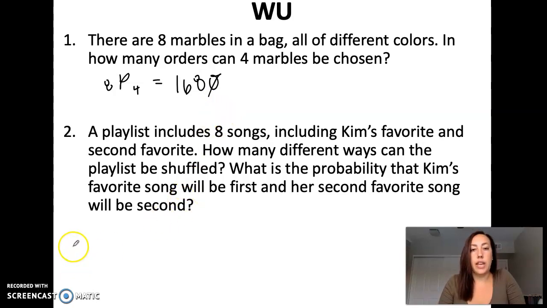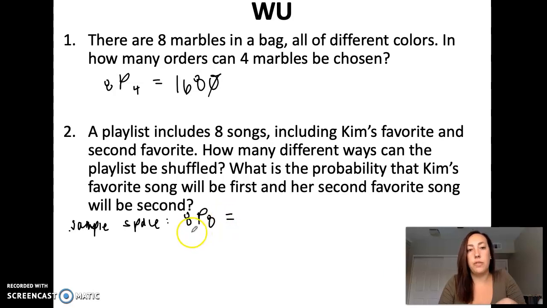The next one is, a playlist includes 8 songs, including Kim's favorite and her second favorite. How many different ways can the playlist be shuffled? And then what's the probability that Kim's favorite song will be first and her second favorite song will be second? So this first question is just asking how many outcomes we have in our sample space. So for our sample space, we have 8 songs, and we're going to play all 8 of them. So we're picking 8. We're seeing how many different orders those 8 songs can be played. Same thing, you can use the formula or your calculator, but that is 40,320 different ways that this playlist can be shuffled.